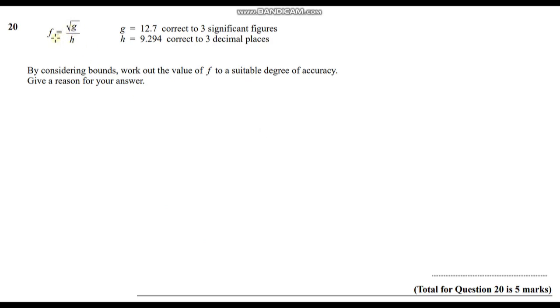Question 20. We've got the formula f equals the square root of g over h, and we're told what g is to 3 significant figures, and we're told what h is correct to 3 decimal places. By considering bounds, work out the value of f to a suitable degree of accuracy. Give a reason for your answer. So we need to consider both the lower and upper bounds for our 2 values. So let's do that first.